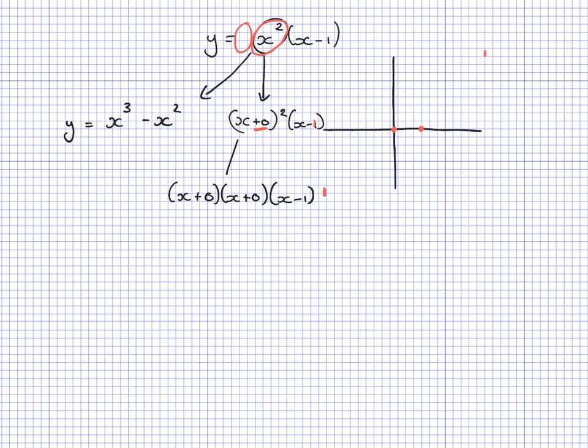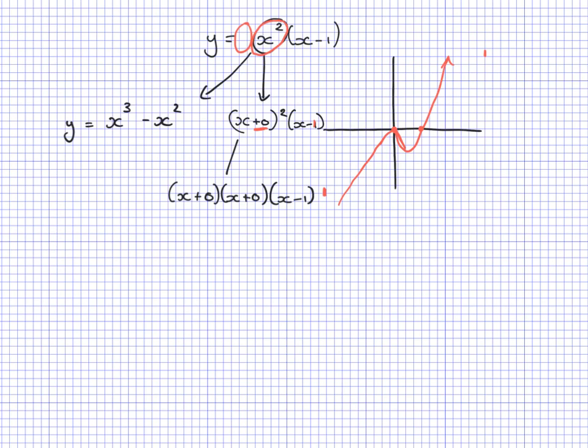We know that it has to touch the x-axis at x equals 0. There's a turning point, so it's going to look something like this. So it's going to start down here, come up, somewhere in between these two intercepts it's going to turn around again, and then go up and continue going up.